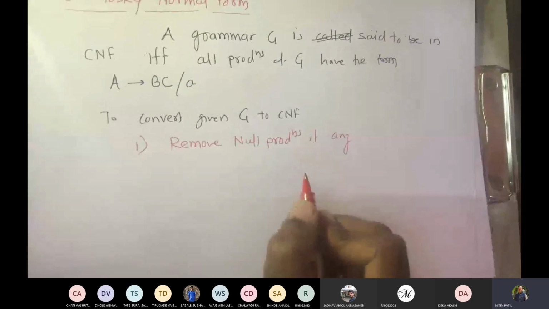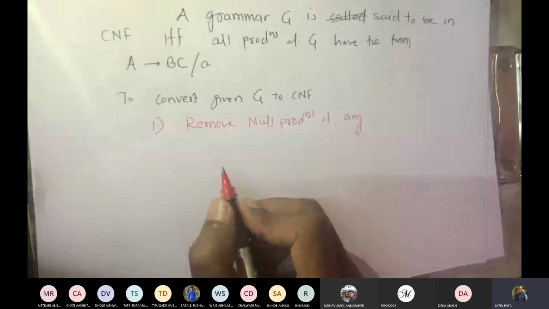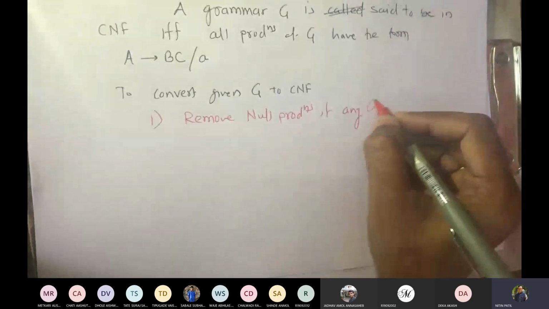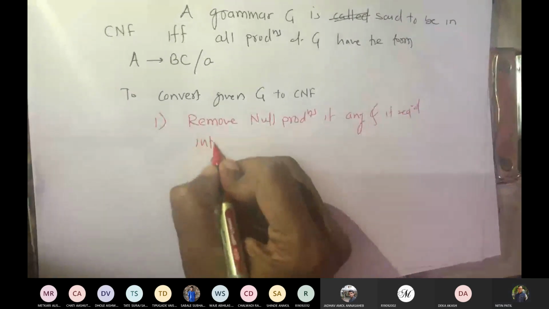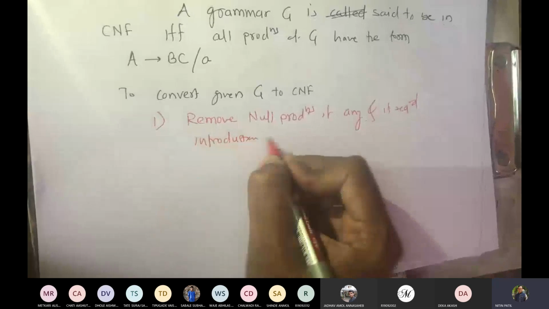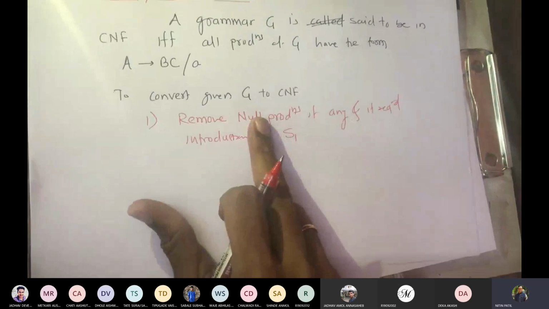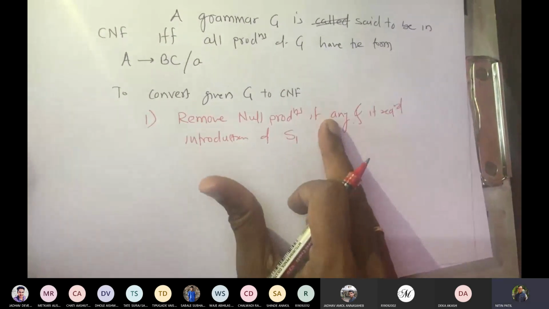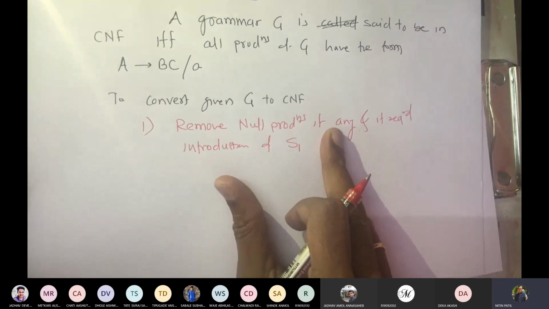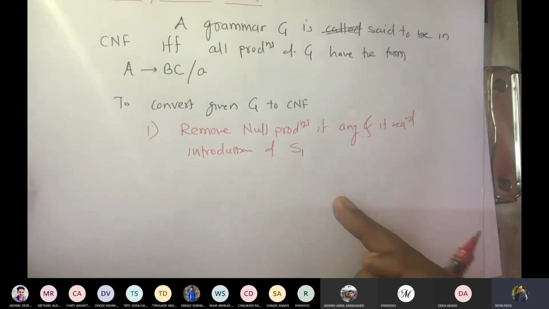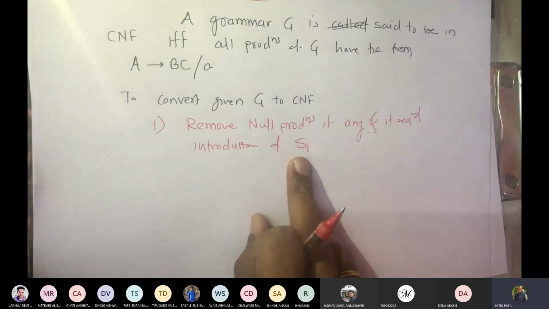And recall, we used one algorithm for that, the introduction of S1, which we said we will introduce only if epsilon is part of L(G). So you have to apply that algorithm as well, and if required, the introduction of a new start variable. So remove null productions first, if any. If there are, try to see whether the language of your grammar contains epsilon. If it does, and the start variable is nullable and S is occurring on the right side of any production, then in that case only you are going to introduce S1.